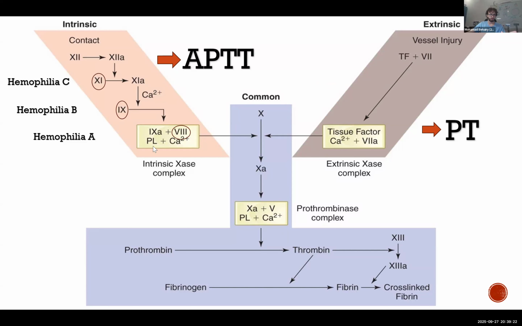I still don't know what the PL is. PL is probably platelets, the platelets that are already there. But you don't need to know anything about it, honestly. I've never seen it in a question. We've never talked about it. Does it need both of them to work? Yes, it needs both of them. Both of them come together for it to work.